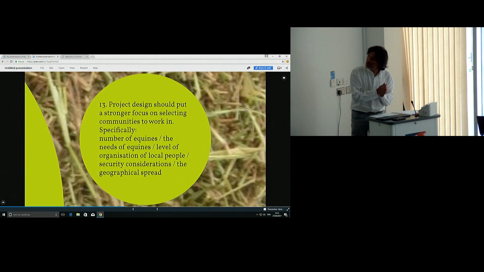The project design should put a stronger focus on selecting communities to work in, especially the numbers of equines, the needs of equines, the level of organization of local communities, security considerations, and the geographical spread. I think that we do that. We already have this process in place. For some reason, the evaluators didn't see it.